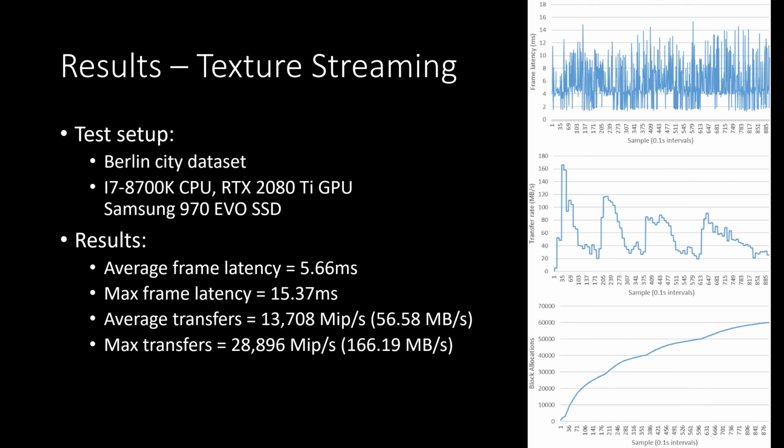I will now present the results of our texture streaming pipeline, evaluated using the Berlin City dataset on a high-end computer system. We measured an average frame latency of 5.66 milliseconds and a maximum frame latency of 15.37 milliseconds, with an average transfer rate of 13.7 thousand mipmaps per second and a maximum transfer rate of 28.9 thousand mipmaps per second.